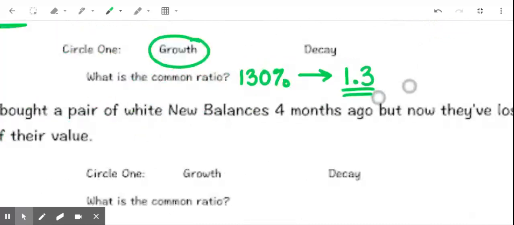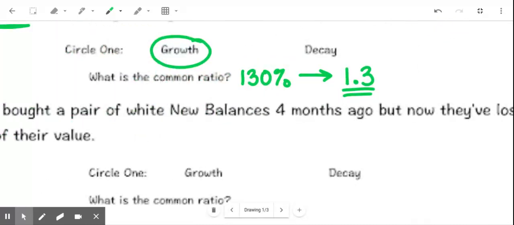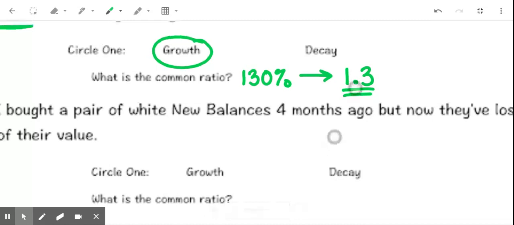Okay? So starting point's 100. Whatever you are growing by, you must add to 100.